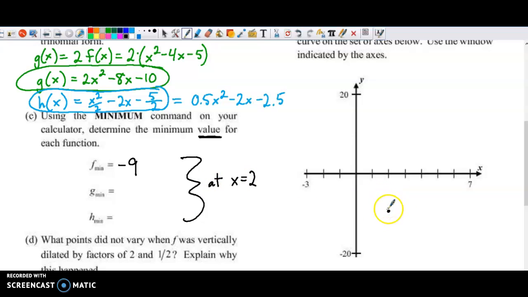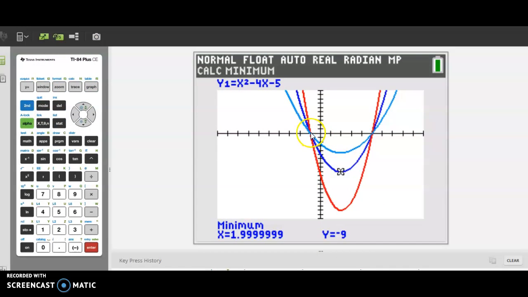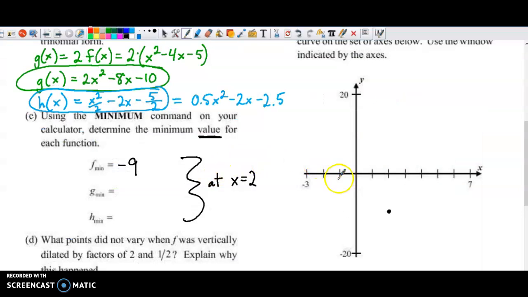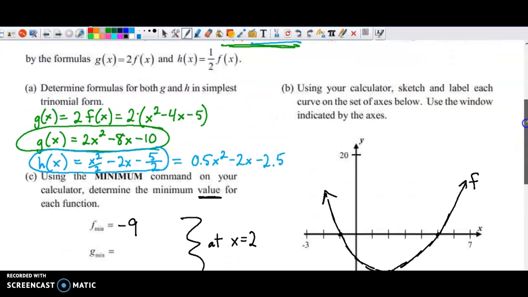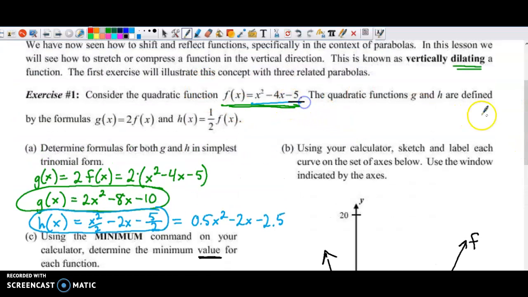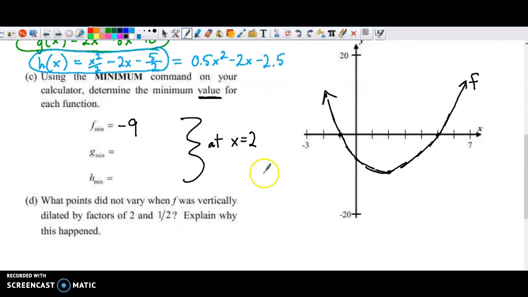So this is that point. Let me go back. They each had an x-intercept at negative 1 and 5. And our curve opened up something like that. You should also notice for the graph of f that the y-intercept was negative 5. So that would be 0, negative 5 here.